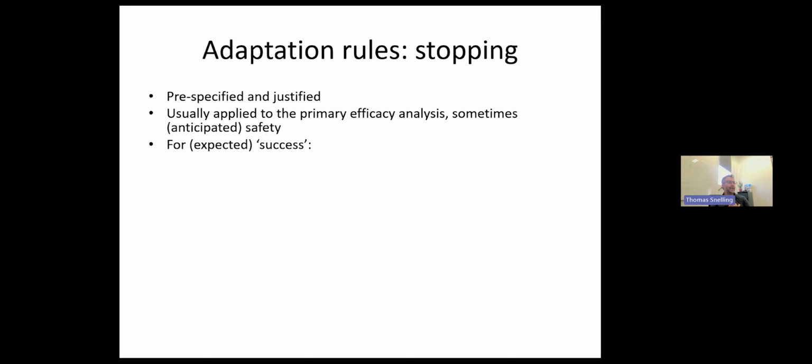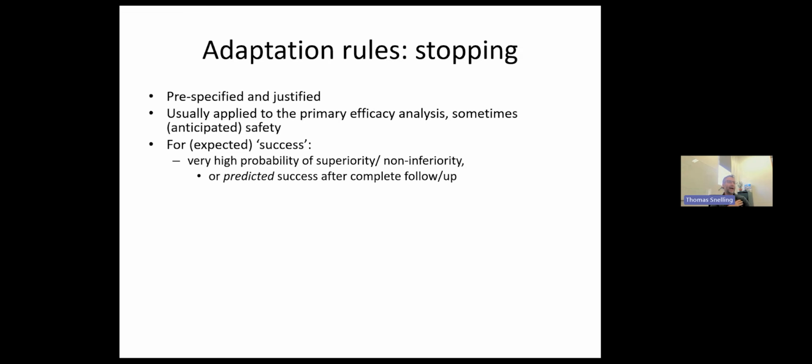We typically see stopping rules implemented for expected success. So this is where, after an analysis of accumulating data, there's a very high probability that a treatment or an intervention is superior to control or non-inferior, depending on what the goals of the trial are.